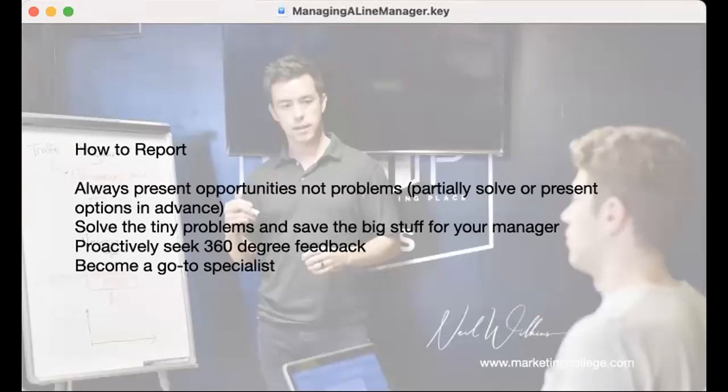And also this would extend in how best to report to them. So if you think about reporting to your line manager, always present opportunities, not problems. The last thing you want to be doing is giving your manager problems to solve. And wherever you can, partially solve or present the options in advance. In other words, if you're asked to report back on a particular project, campaign, or initiative, present back your evidence-based views, the results of the project, what you would do next time.